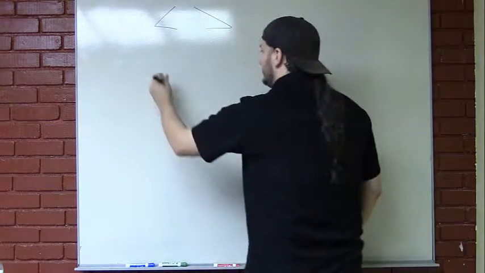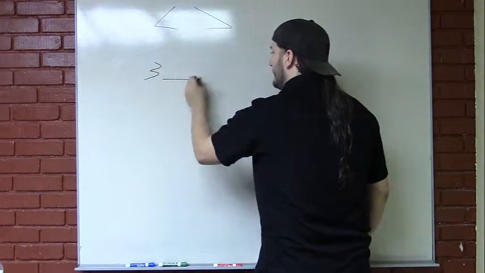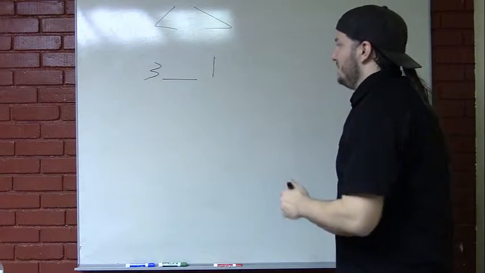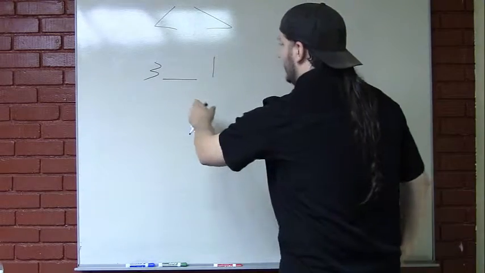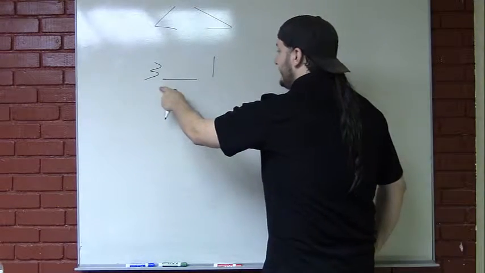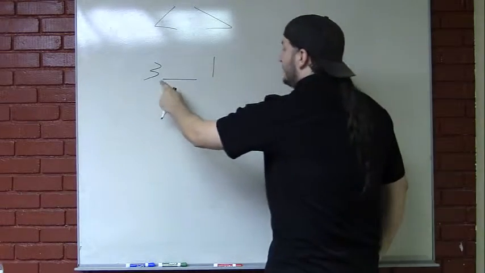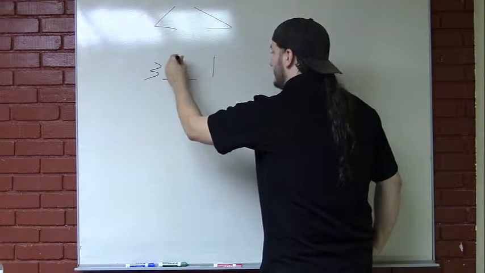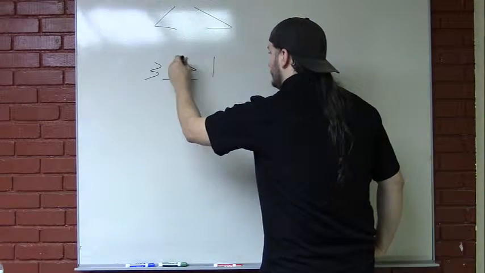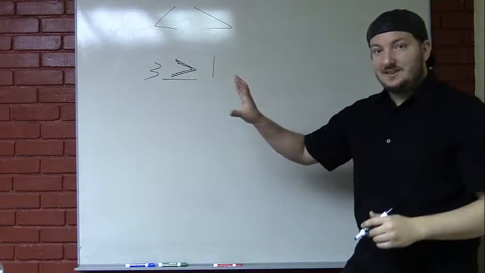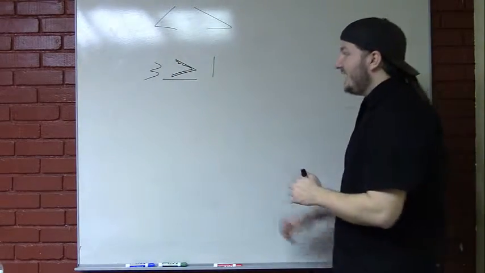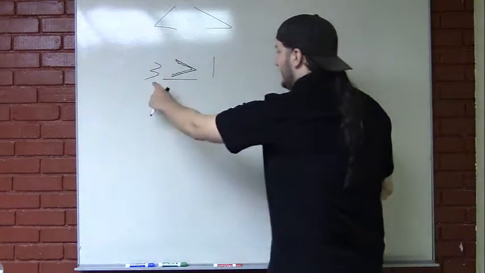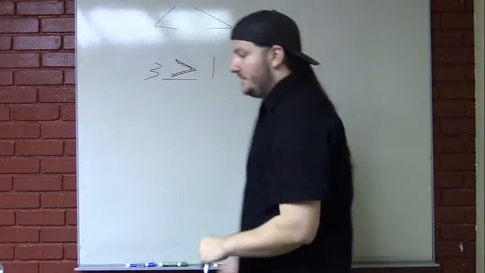Basically the first example, let's say we have the number 3 and we have the number 1. Well, you have to fill in the blank and say, okay, is 3 greater than 1? Or is 3 less than 1? Okay? So in this case, remember, the alligator always eats the bigger number. That being said, it's going to eat the 3. Does that make sense? Okay, so hopefully that makes sense. So, 3 is greater than 1.